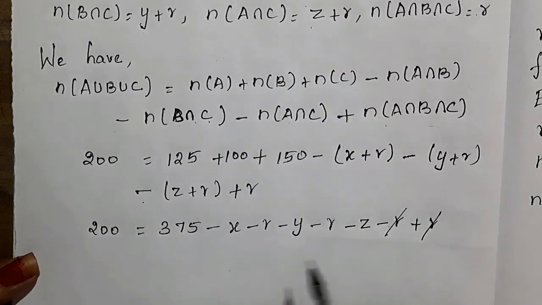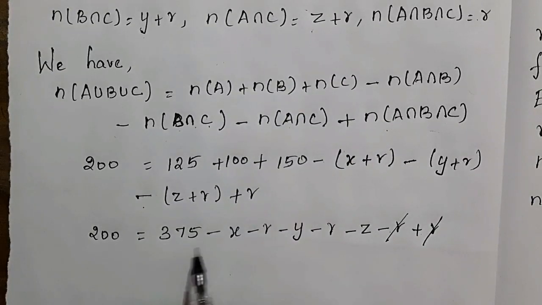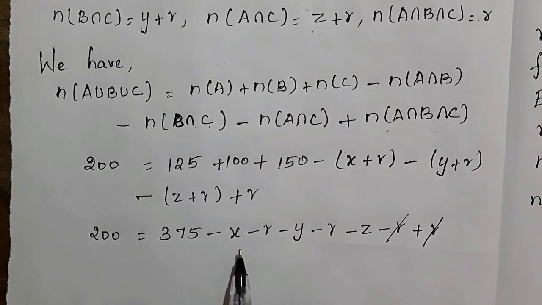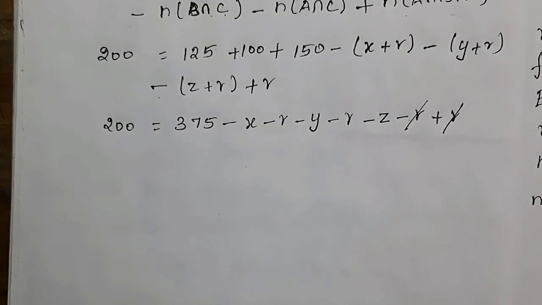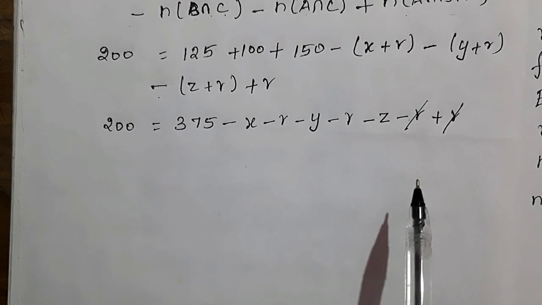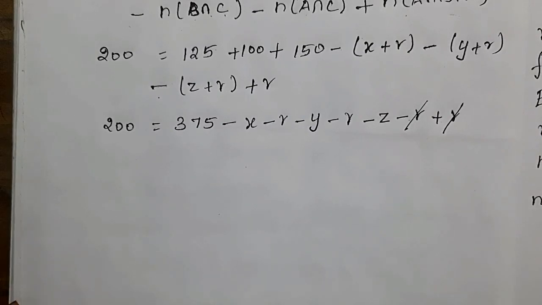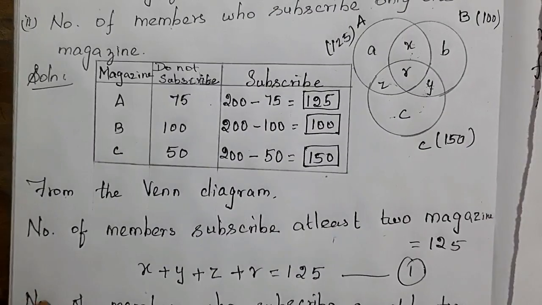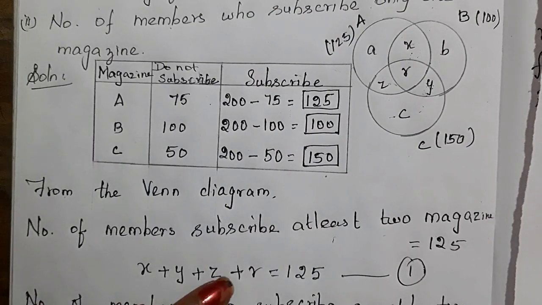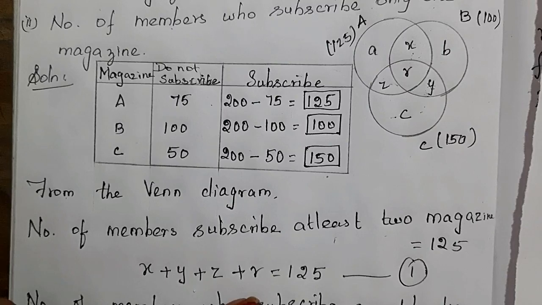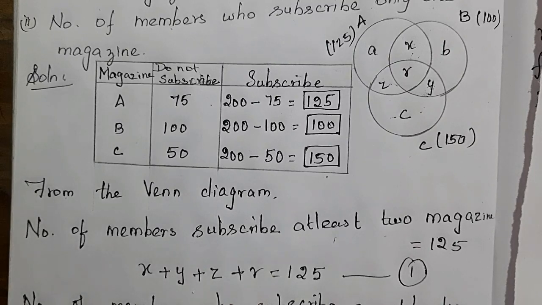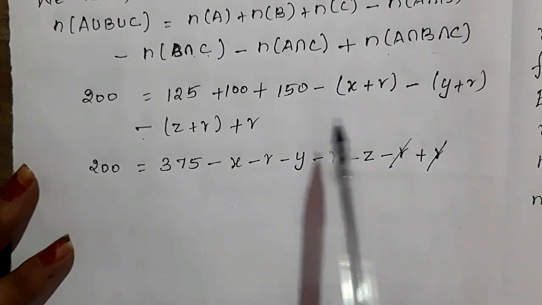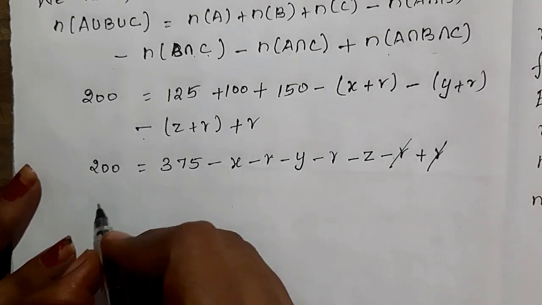Now nothing to cancel there. But we already have some values, whether we can substitute or not, we can check. Here we have x, y, z and r. But everything is positive here, but there everything is negative. So for that reason, I am taking the negative sign outside.